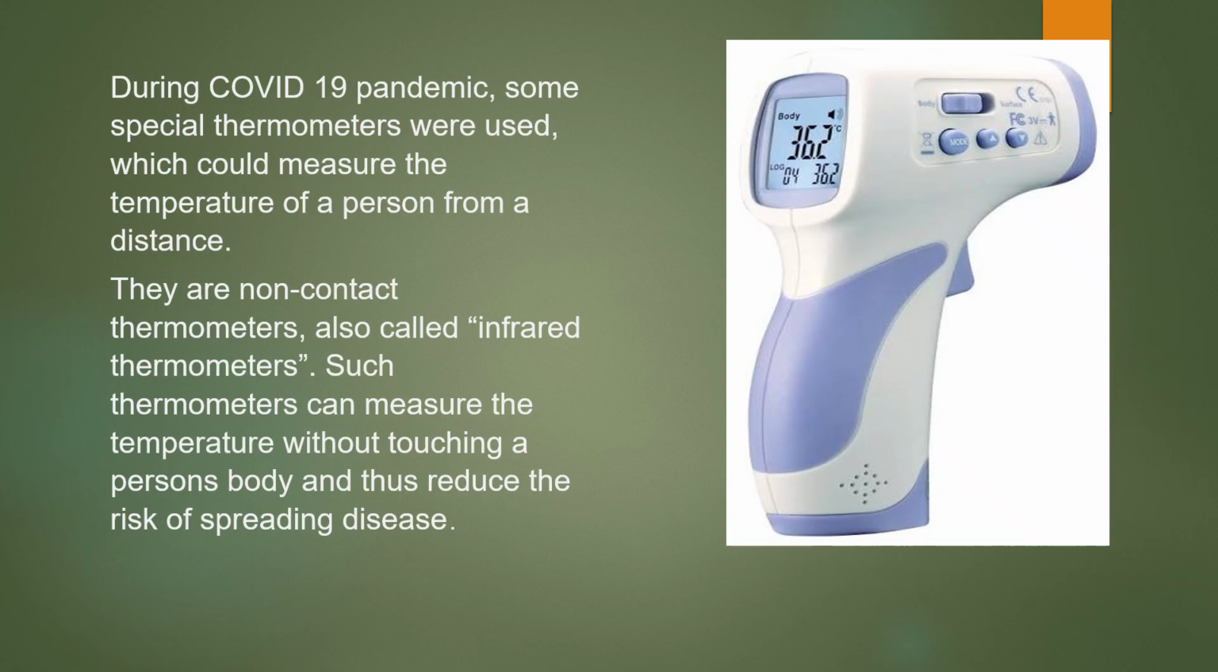During the COVID-19 pandemic, some special thermometers were used which could measure the temperature of a person from a certain distance. These are called infrared thermometers. They are special because they can measure the temperature without touching a person's body and thus reduce the risk of spreading diseases. These were highly used during the pandemic.